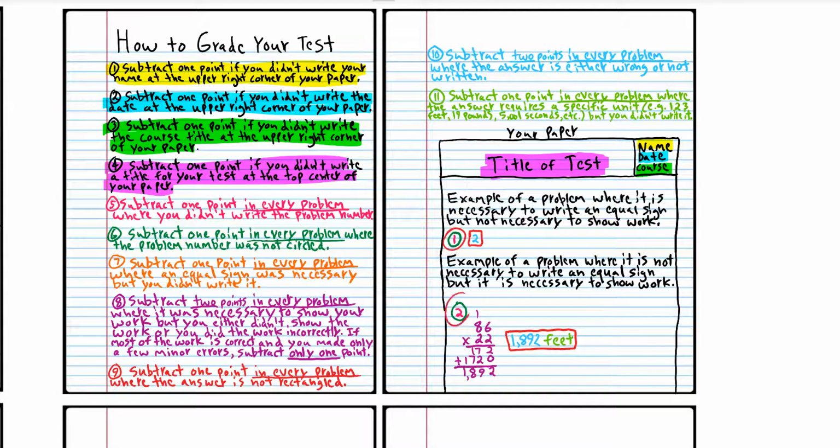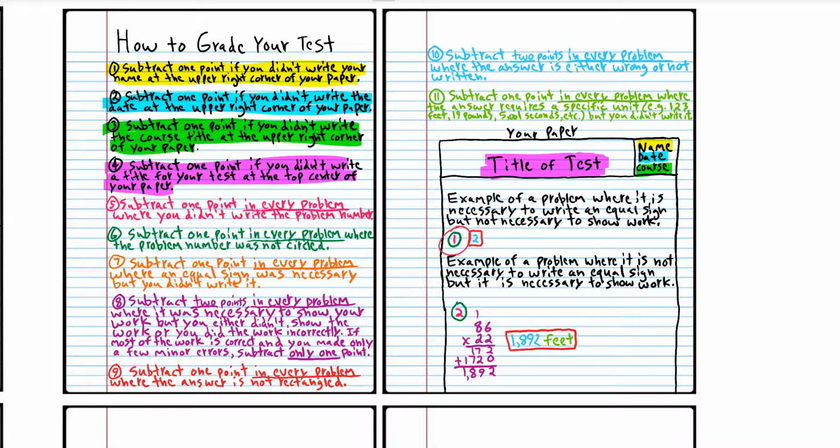See how these problems are numbered? So if you forget to write the problem number in 25 of the problems, all 25, then that means you have to subtract 25 points. That reduces your score all the way to a 75. So there are 25 questions in this test, and each question is worth 4 points for a total of 100 points. Number 6, the green, subtract 1 point in every problem where the problem number was not circled.